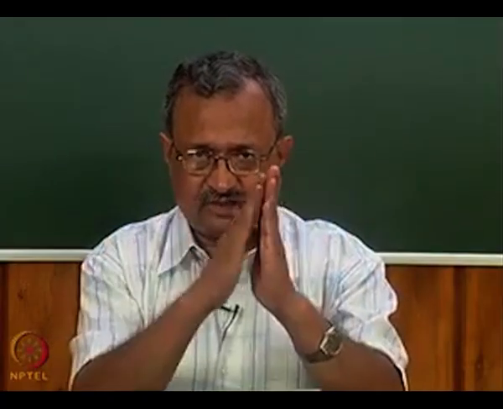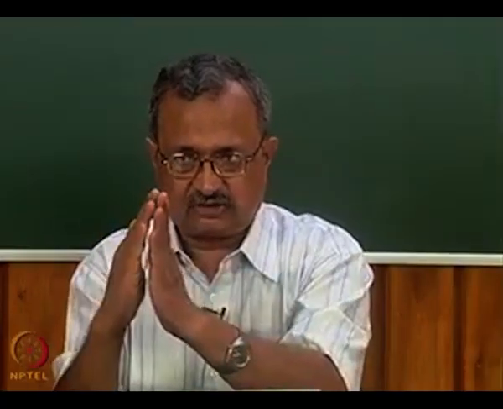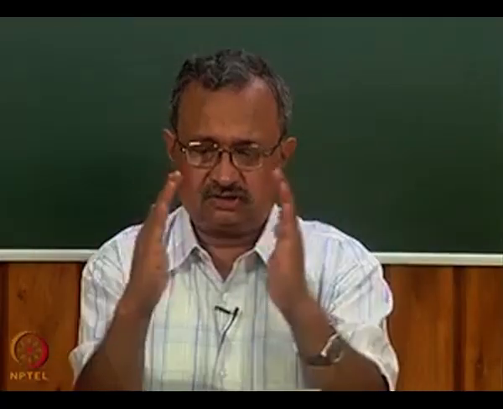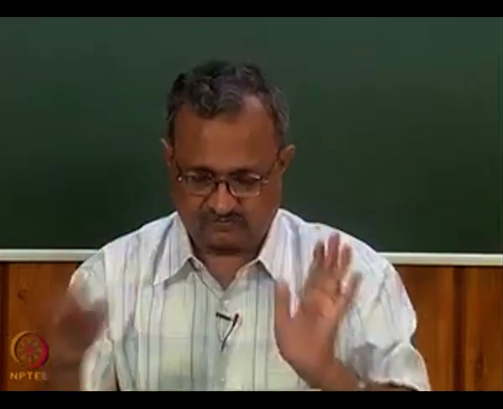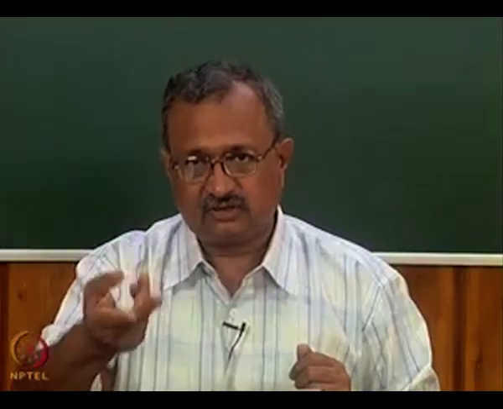So, each unit from Z band to Z band squeezes, another squeezes, another squeezes, like that. So, the total muscle gets contracted. The source of energy most widely used by living organisms is adenosine triphosphate, which when broken down into adenosine diphosphate, the process releases a considerable amount of energy. This energy creates a mechanical movement.